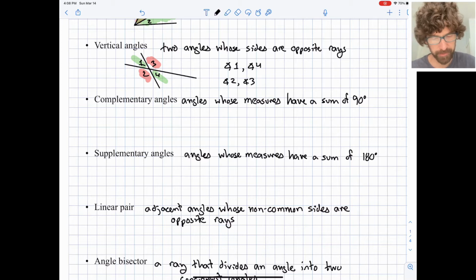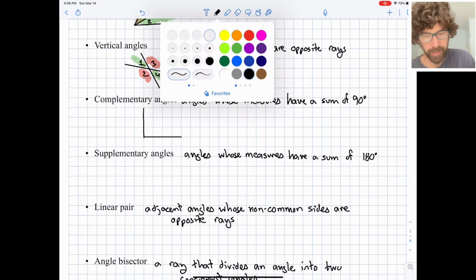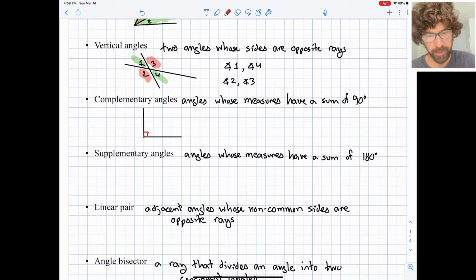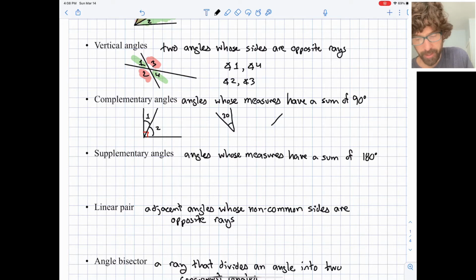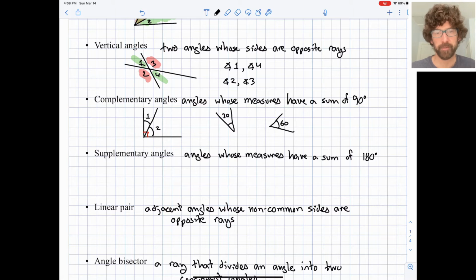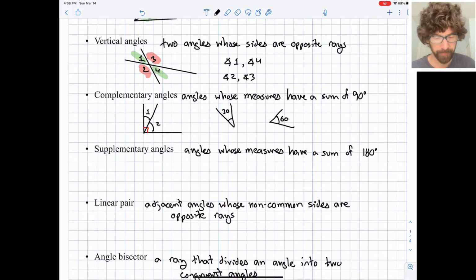Complementary angles are simply angles whose measures have a sum of 90. Frequently, you will see a picture like this, where we have maybe a 90-degree angle, and then a ray that creates two angles 1 and 2. So angles 1 and 2 are complementary angles. They don't have to be adjacent, though. We could have this angle over here be 30, and this separate angle over here be 60, and those two angles would be complementary as well, so they don't have to be adjacent angles.